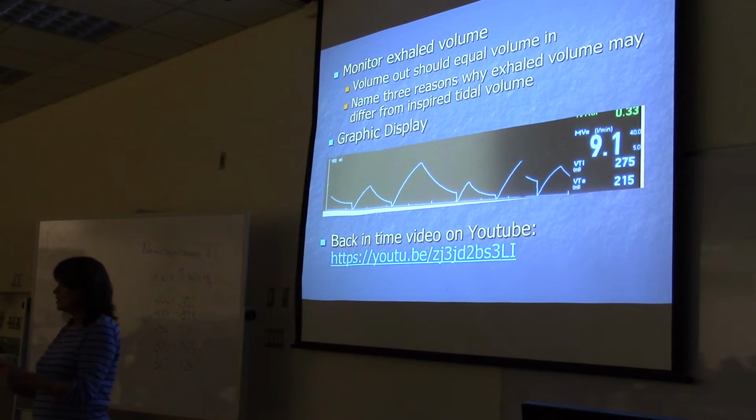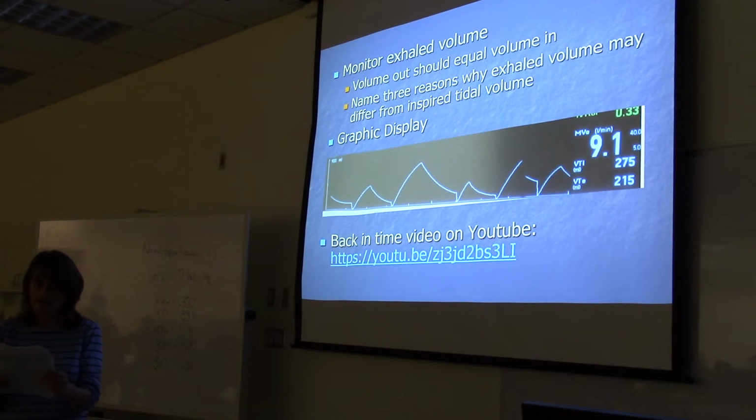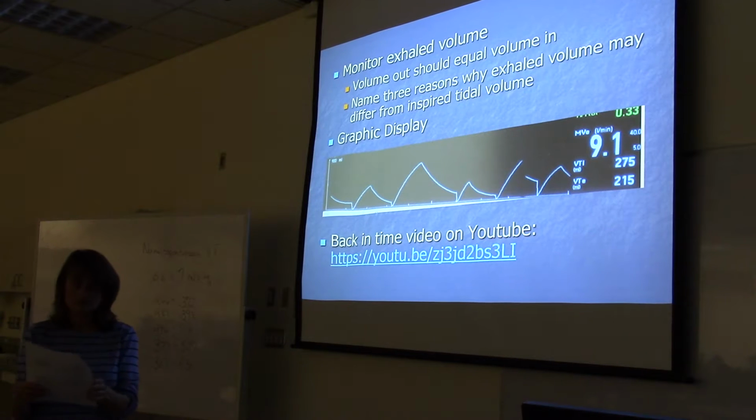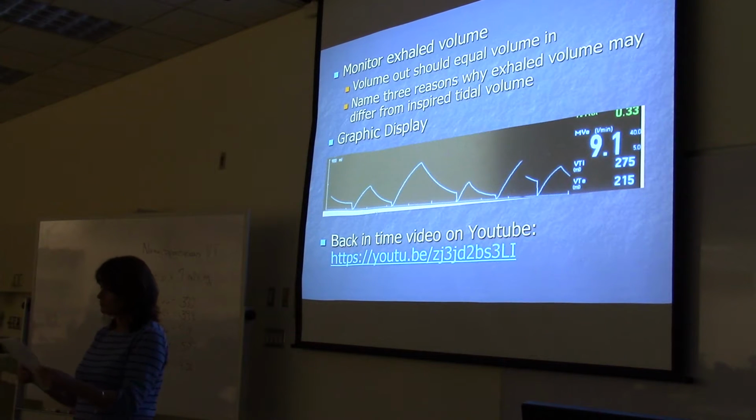Mm-hmm. And then the second one, air from a previous breath is being exhaled. So would that correlate back with the incomplete exhalation? Yes.